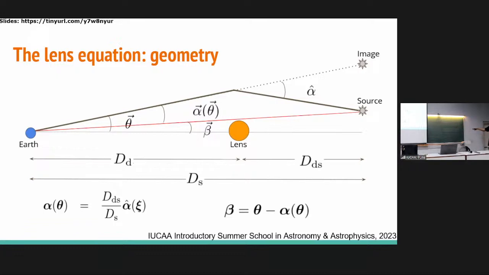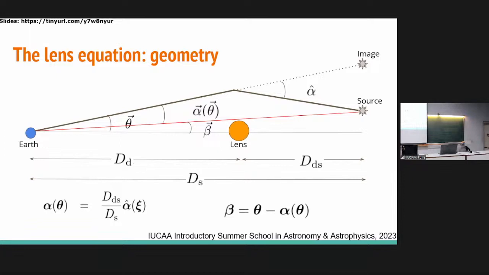These distances, if you are not going to cosmological distances, are just ordinary distances. But if you are looking at objects which are really, really far away, because you are converting angles to some physical distance here, these have to be angular diameter distances. This is something you should have studied in cosmology as well.